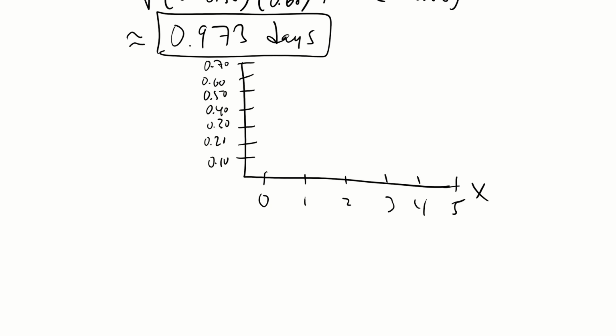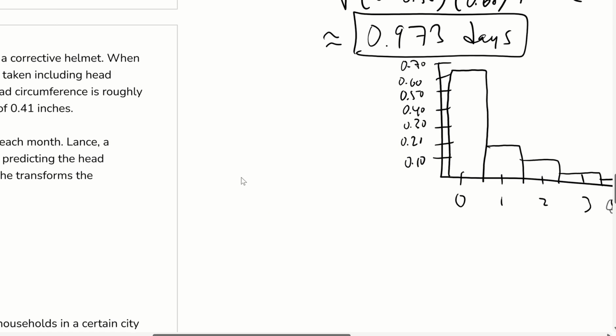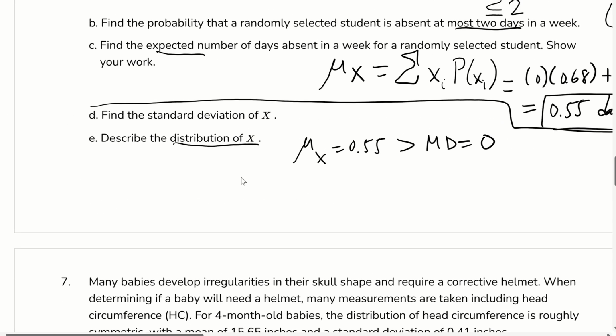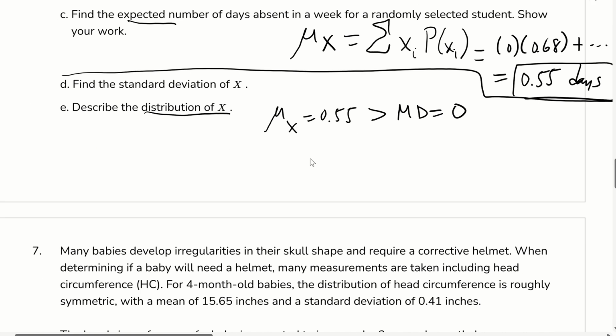And just graph it. For 0, I got 0.68. For 1, I got 0.17. For 2, I got 0.10. For 3, I got 0.03, so really tiny. For 4, 0.01, so really tiny. And the same thing for 5. You can see that it's skewed to the right. Clearly from this you can tell it's skewed to the right. But like I said, another way to tell is to look at the median and compare that to the mean.